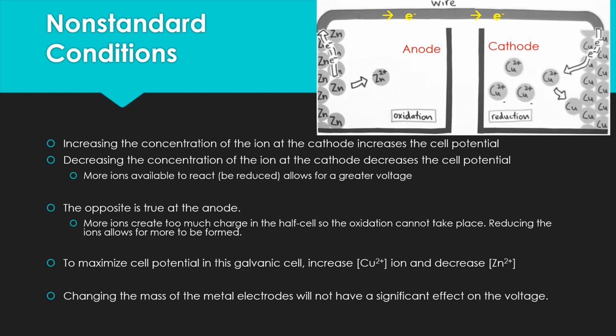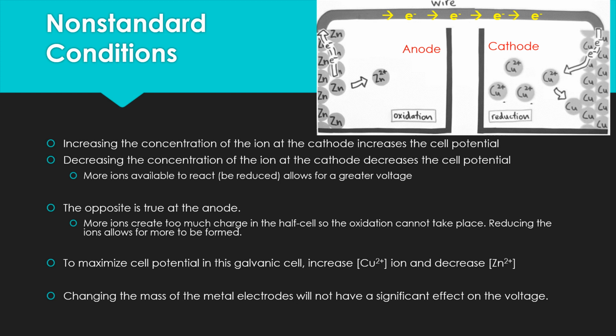If we did the opposite of the concentration at the cathode, so less than 1 molar, then it's going to decrease that cell potential, right? So in general, more ions available to react or be reduced allows for a greater voltage. So we want more at the cathode, more cats, to get us a higher voltage.